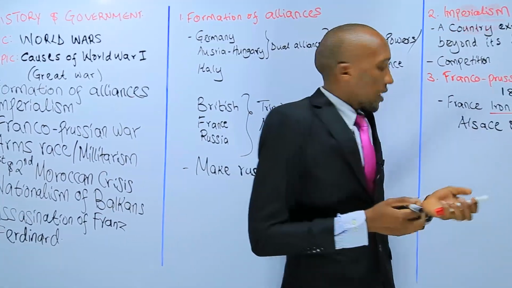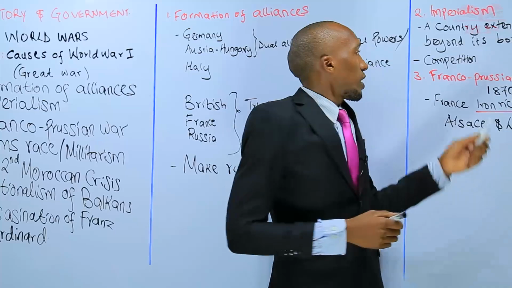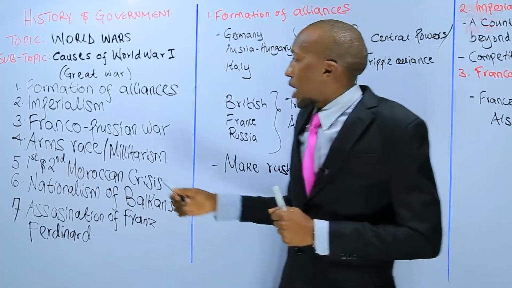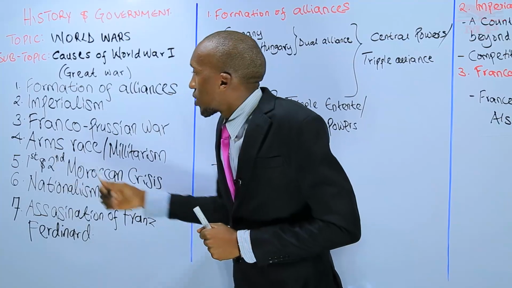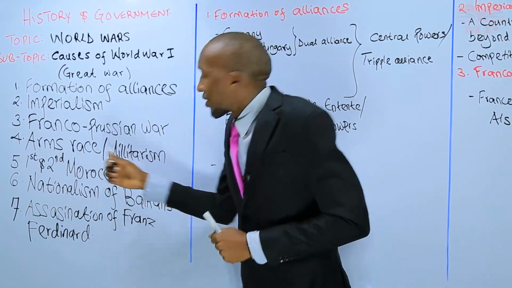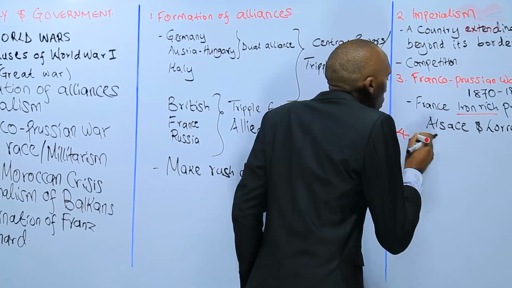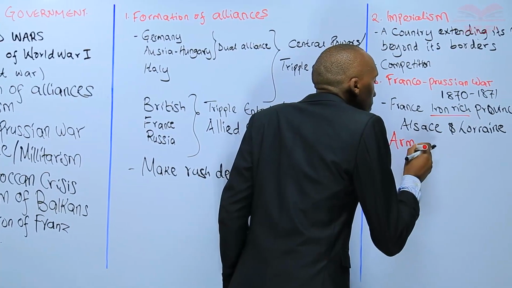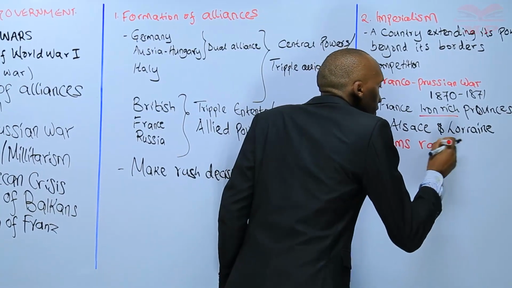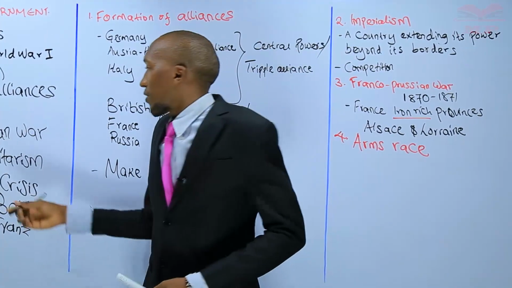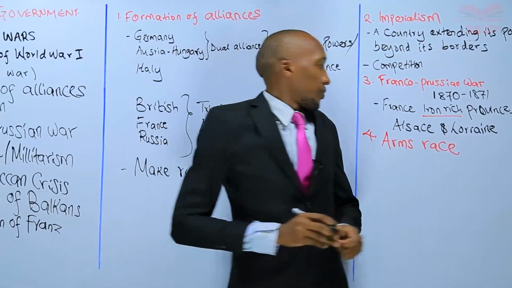Now, my dear learner, let us go to the next cause of the World War. Which was the next cause? Now, we come and look here. It is the arms race. The arms race. That is our next cause. The arms race, or what we are referring to as militarism.